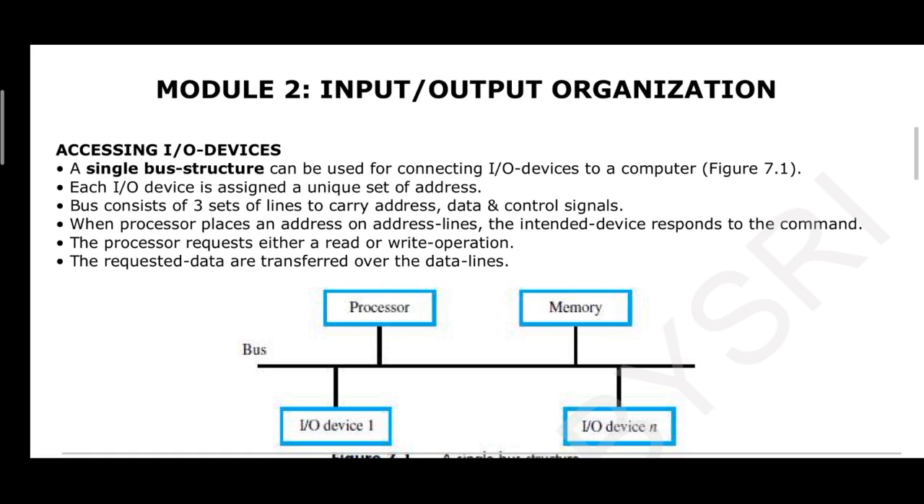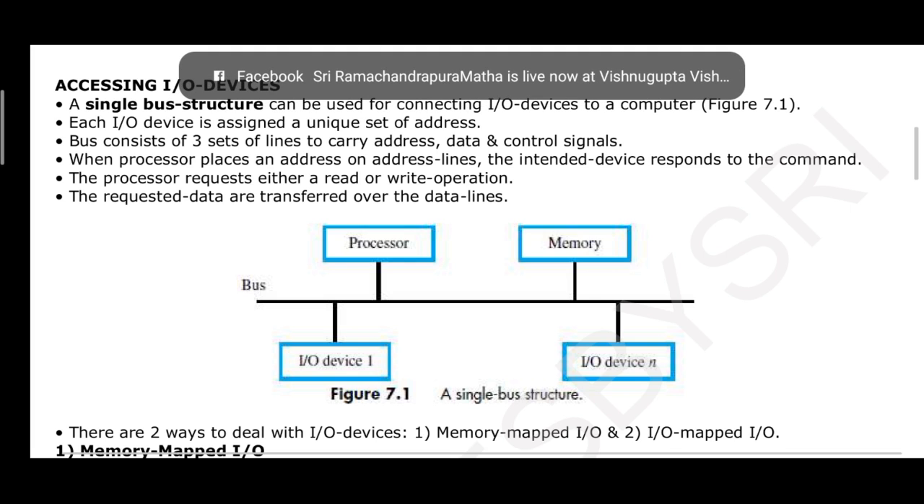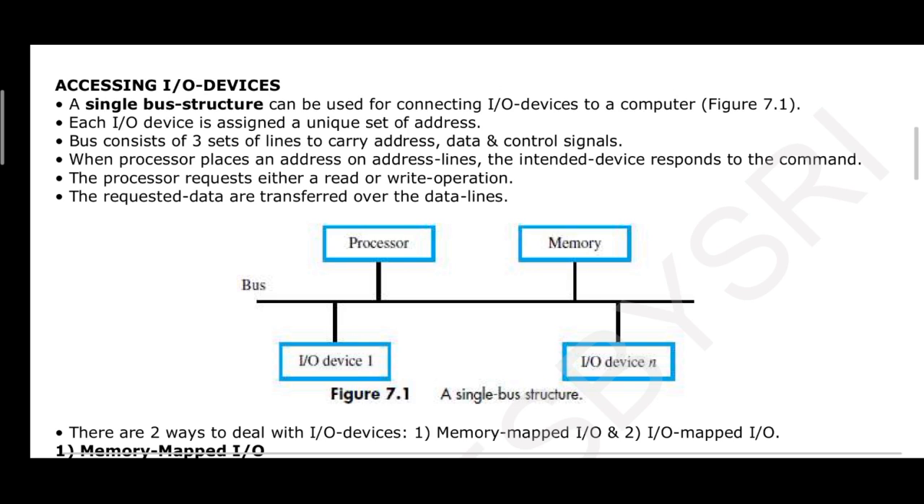So, second module concepts: input and output organization. Let us see the single bus structure. This is the diagram we have seen earlier as well. Accessing IO devices: a single bus structure is one where all the IO devices are connected through a common bus to the processor and memory.